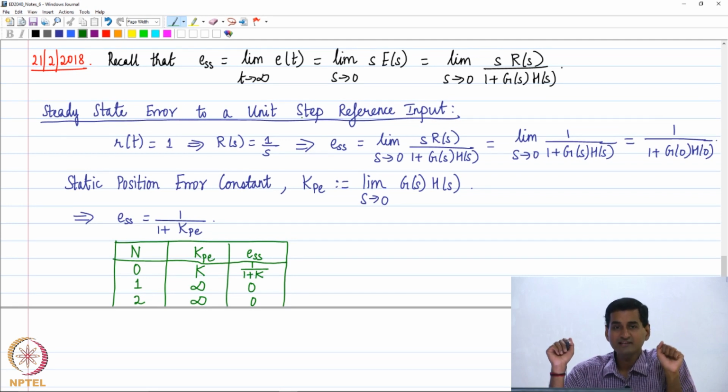Of course, one can say that, look, let me increase capital K by some means. But you will see that you cannot increase capital K, because capital K will be tied with the control effort that you need to put in. So we cannot just increase the open loop gain to whatever value we want.